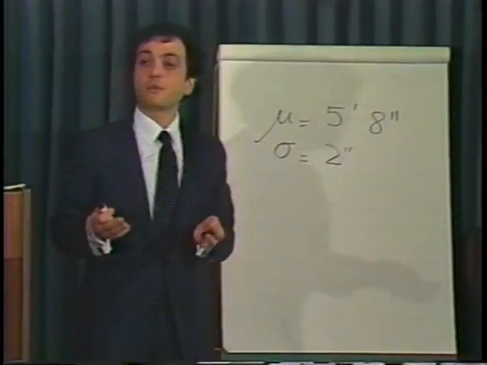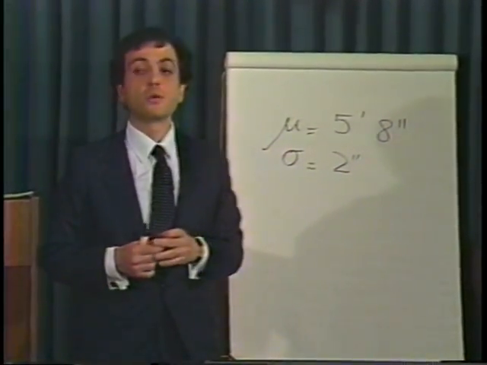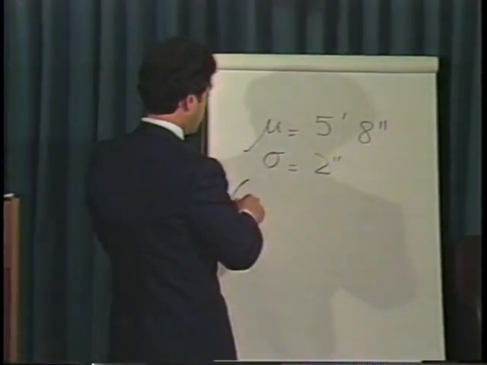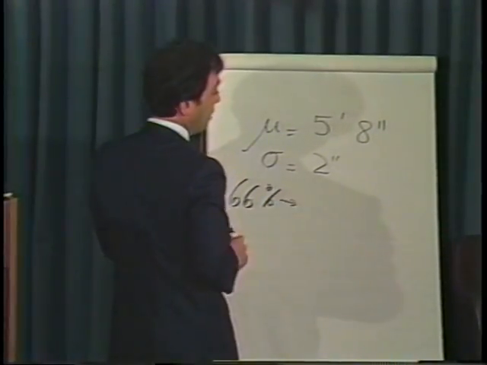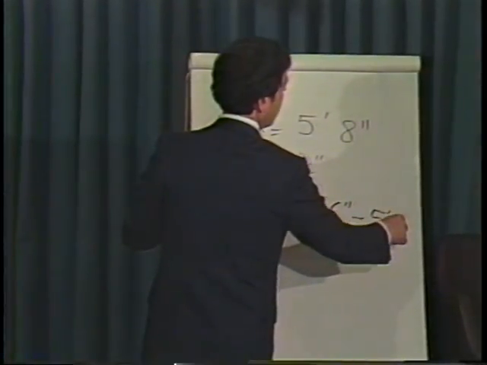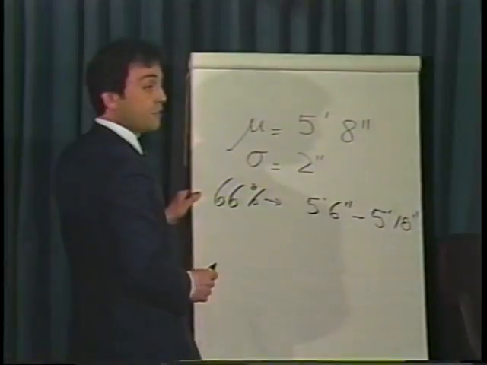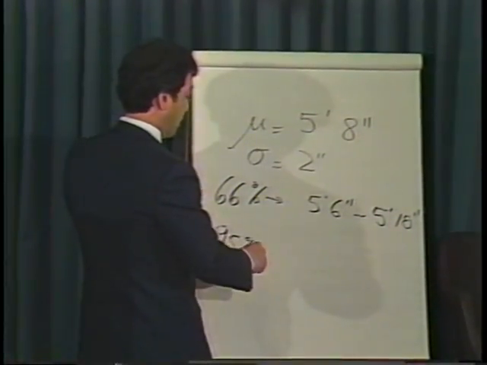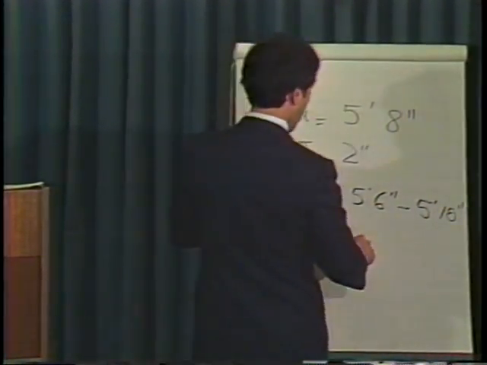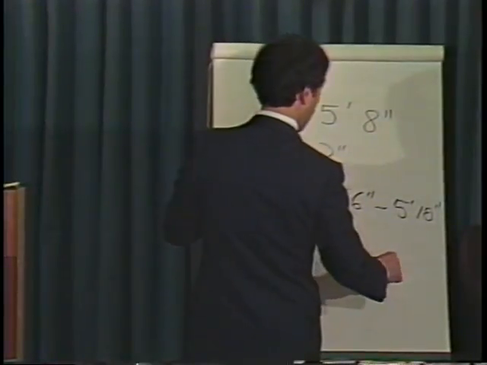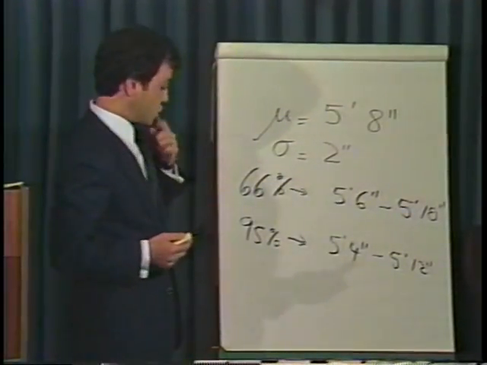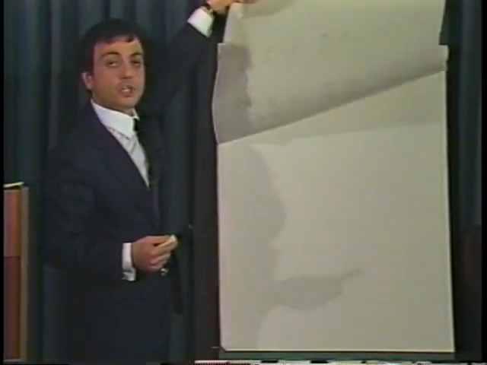About 66% of the world population will be within which heights? Anybody? Okay. That means that 66% of the world population will be between 5'6" and 5'10", right? And 95% of the world population will be within plus or minus 2 standard deviations of the mean, right? And what is that? That is 5'4" and 5'12". Okay. Now, similarly, the same is true for security prices.